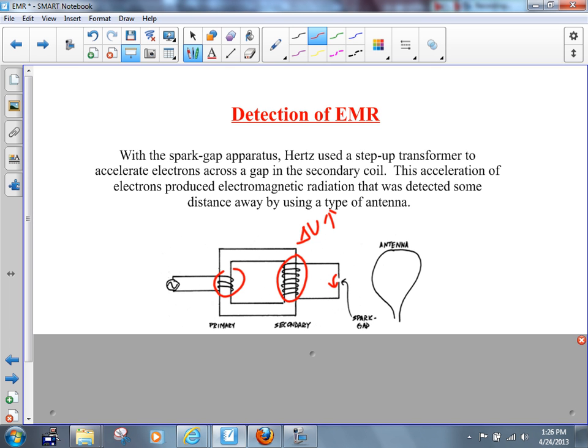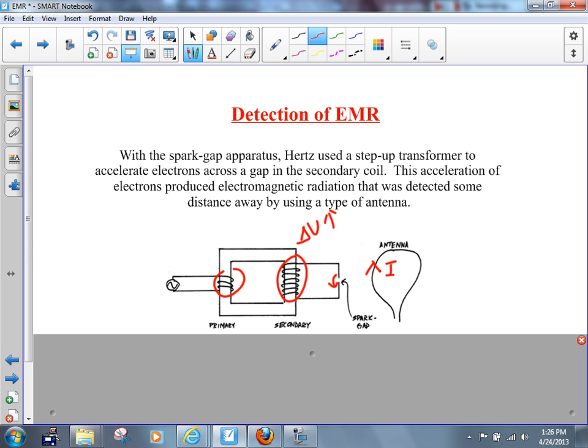How does an antenna detect EMR? Well, if EMR truly consists of a changing electric and changing magnetic field, as Maxwell suggested that it did, then an antenna, a conductor, should have an electric current induced in it when exposed to that changing electric and magnetic field. So the idea here is this. If we can detect a current in this antenna, then there must have been a changing electric and changing magnetic field present. That changing electric and changing magnetic field is Maxwell's electromagnetic radiation.